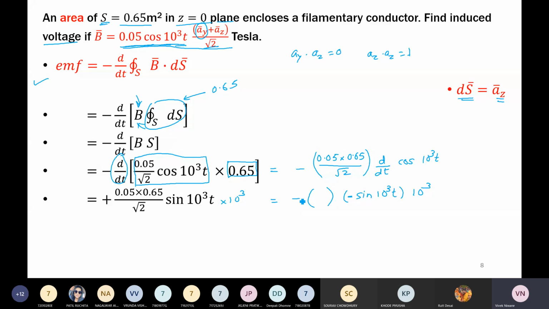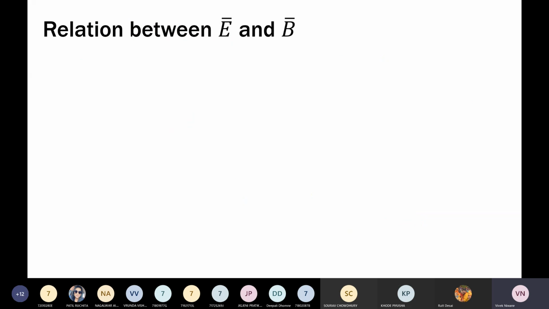So this minus sign and this minus sign got dissolved and we have the bracket and sine of 10 raised to 3t into 10 raised to 3 volt. We have calculated the EMF, so volt must be the unit of an EMF. Whatever the formula expression for B bar, you have to just put the values in the expression of EMF. Probably you have done this one in physics also.